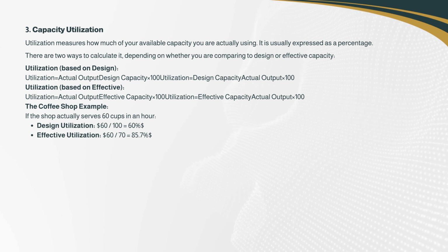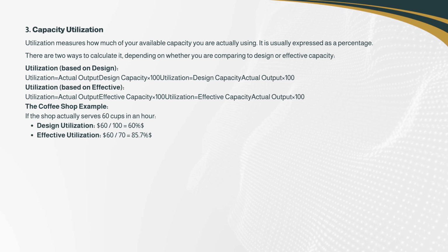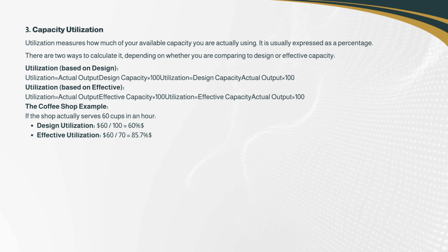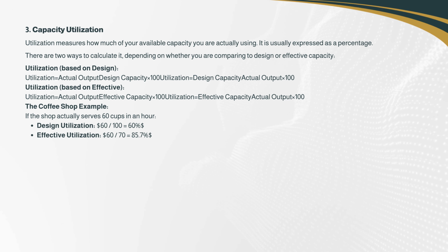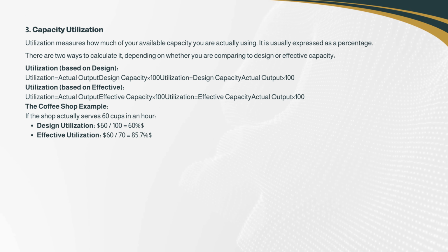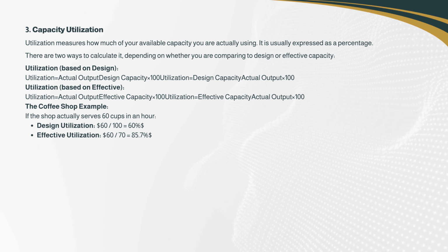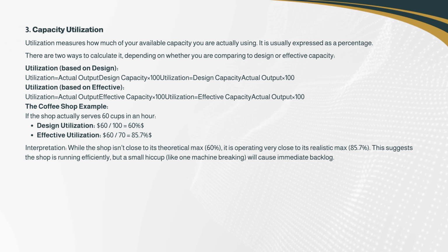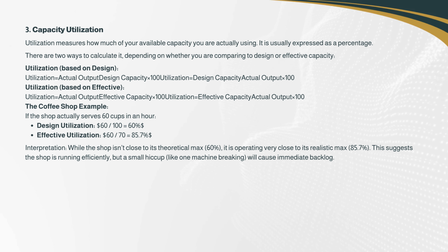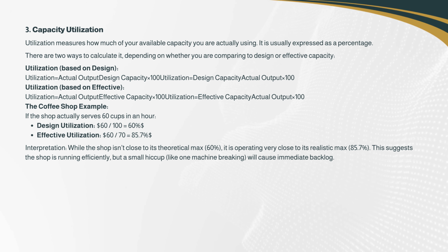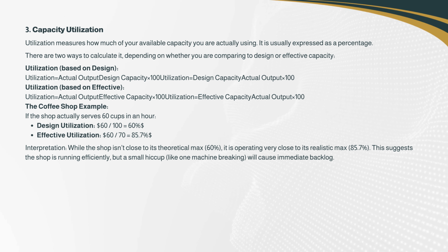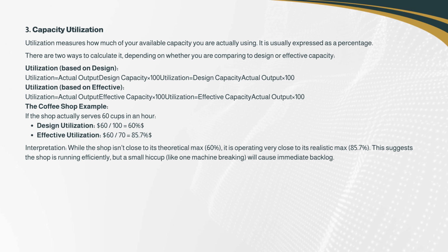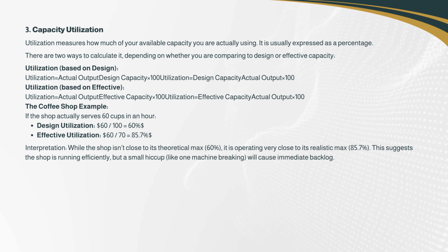The coffee shop example: if the shop actually serves 60 cups in an hour, design utilization, 60 divided by 100, equals 60%. Effective utilization, 60 divided by 70, equals 85.7%. Interpretation: while the shop isn't close to its theoretical max, 60%, it is operating very close to its realistic max, 85.7%. This suggests the shop is running efficiently, but a small hiccup, like one machine breaking, will cause immediate backlog.